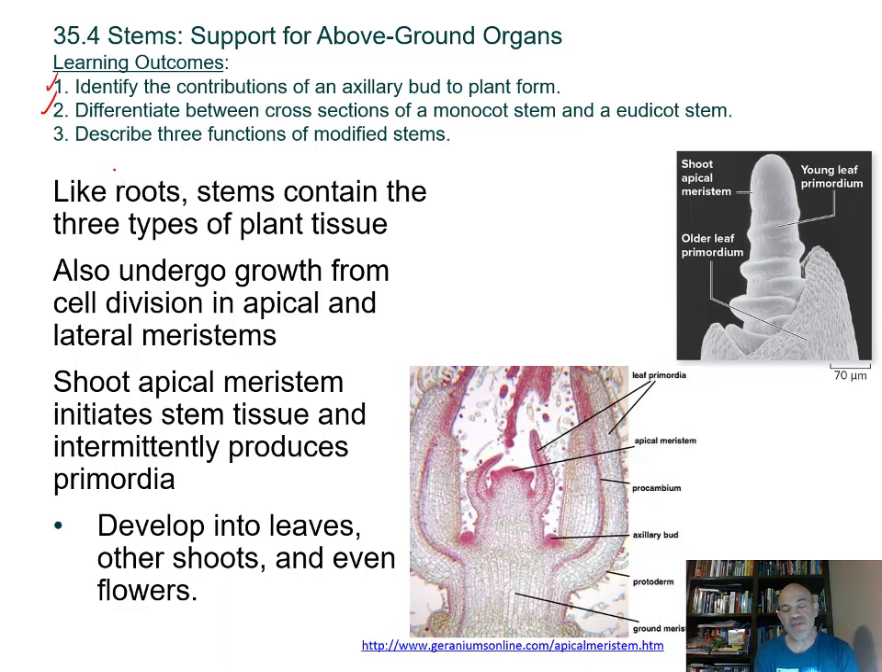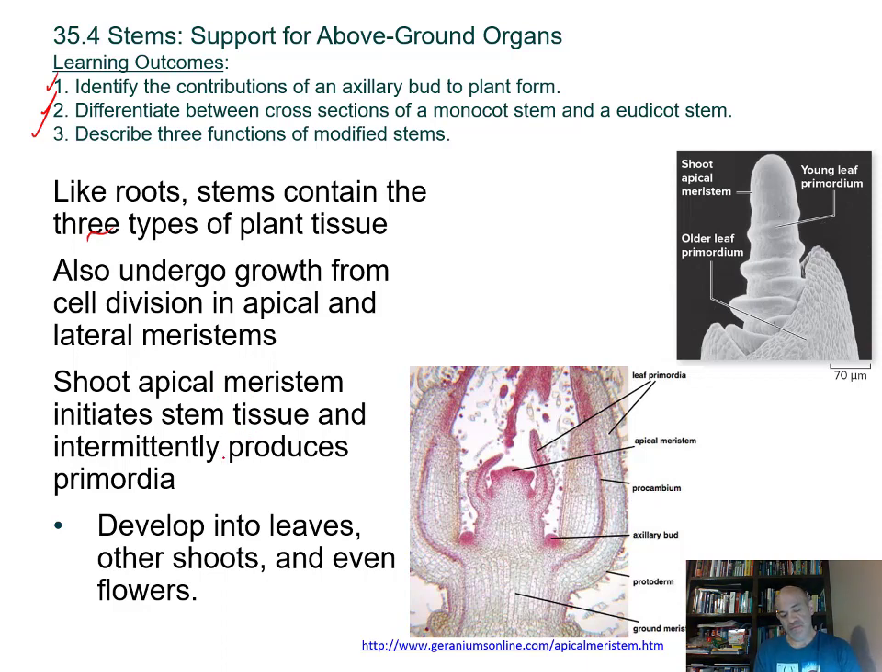As in the lab, you have to be able to identify not only the stem between the two types of plants, but also structures within there. And then be able to describe three functions of modified stems. So, like roots, the stems are going to contain those three types of tissues: the epidermal tissue or dermal tissue, ground tissue, and vascular tissue. And you're also going to have apical meristems, just like with the roots. The shoot apical meristems, though, are going to initiate stem tissue.